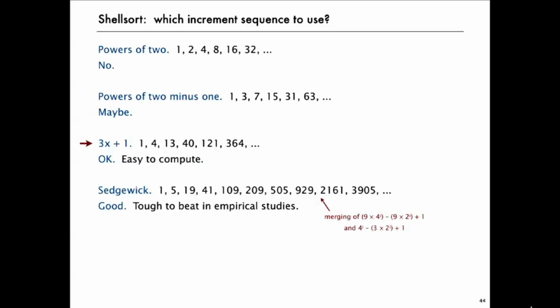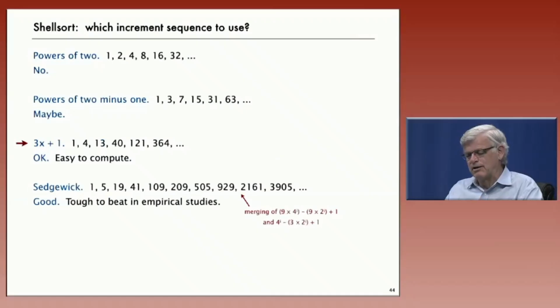Shell's original idea was to try powers of 2 minus 1, and that works okay. Knuth, when he wrote his books in the 60s, proposed the increment sequence 3x plus 1. You start with a 1, 4, 13, 40, 121, 364, like that. And that's good because it's easy to compute. When we're using it in shell sort, of course, we find the largest increment less than our file size and then do the sorts for decreasing values of that increment.